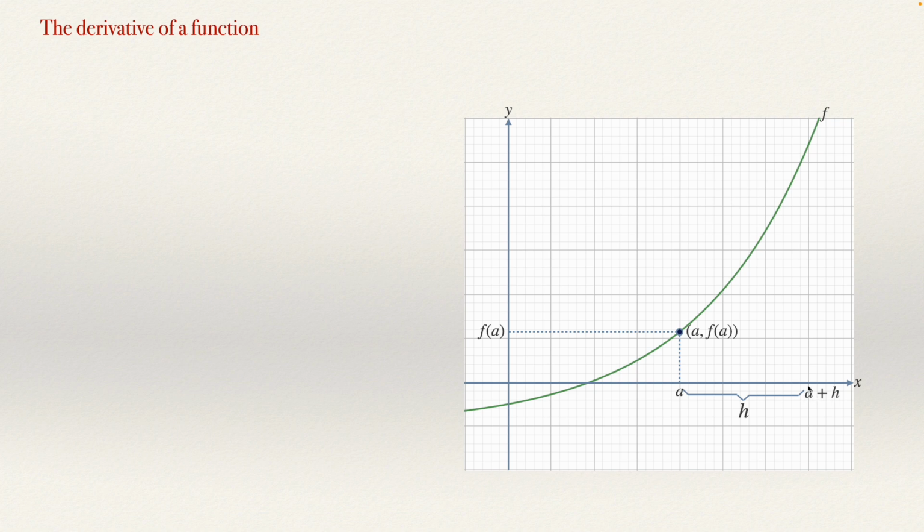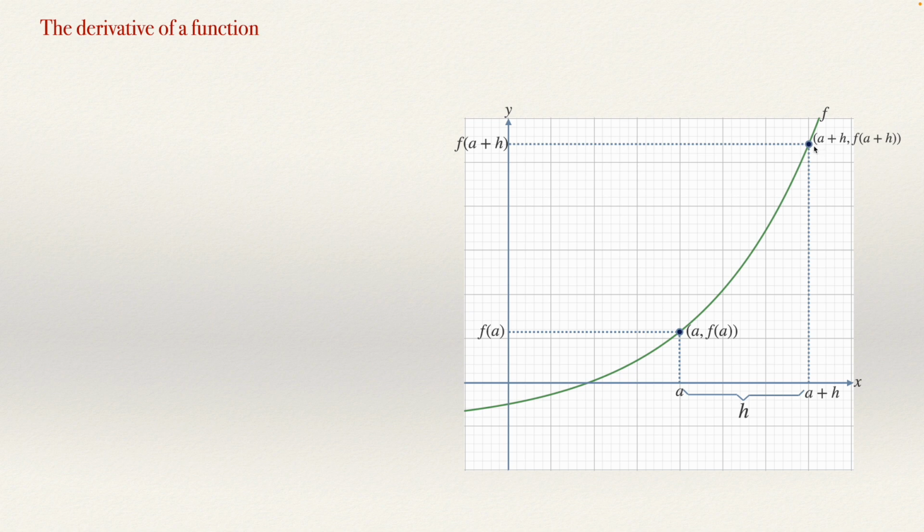And obviously this defines a new point in the graph, so we are going to have a new image of the number, so that will be f of a plus h. That could be equal or could be different to the previous image. So f of a could be equal or different to f of a plus h.